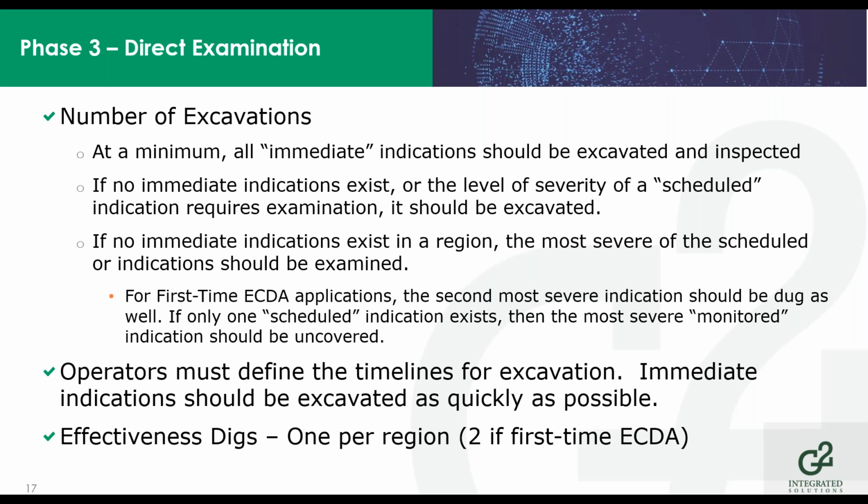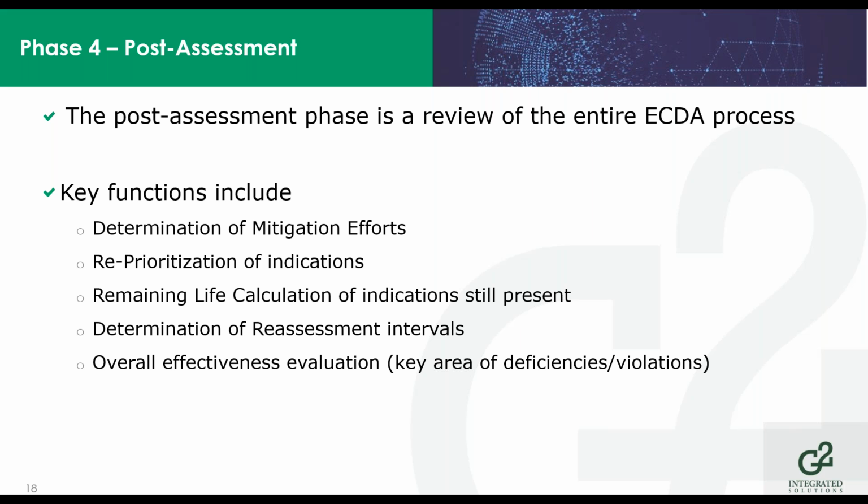So as part of phase 4, which we'll talk about here in a minute, you're going to do an effectiveness review, and these effectiveness digs are a key part of making sure that the data that you're collecting, your procedures, your processes are all correct and effective. So phase 3, you're gathering your data firsthand. You're opening up the whole pipe, you're looking at the pipe, you're taking measurements.